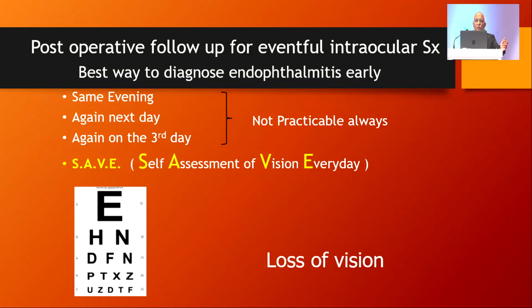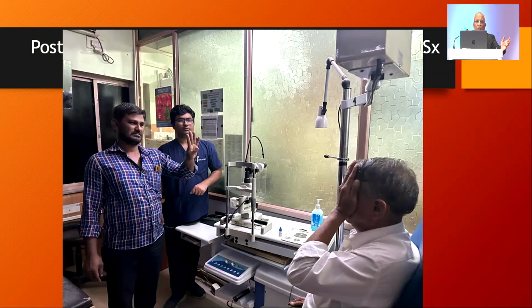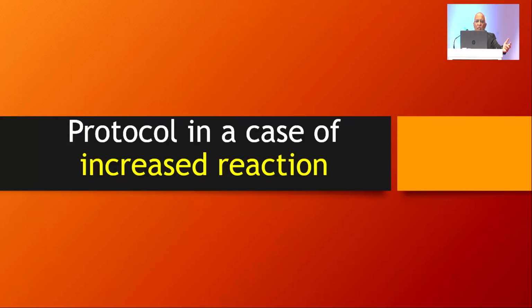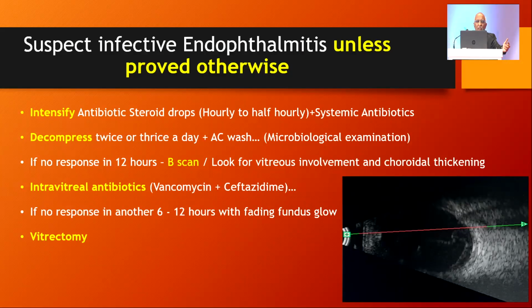The best way to diagnose endophthalmitis early is to practice SAVE. So this is what I was talking about, the resident is teaching the patient's attendant about finger counting. Just finger counting is enough, no need to read the Snellen's chart in detail. So, protocol in a case of increased reaction, to summarize: intensify antibiotic and steroid drops, decompress.